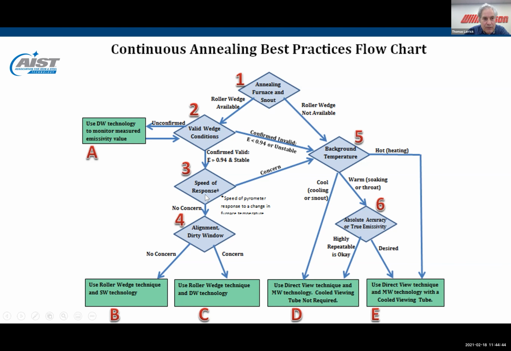Then, if you're concerned about the speed of response to a step change, well, then maybe the roller wedge measurement technique isn't the way to go. But if you don't have a lot of step changes in your process and you're not so concerned about the speed of response, then you can continue to use the roller wedge. Then, are you concerned about alignment and dirty windows? Well, if alignment and dirty windows are not a concern, you can use a single wavelength pyrometer. But if you use a dual wavelength pyrometer, it will give you feedback confirming your alignment and a clean window.